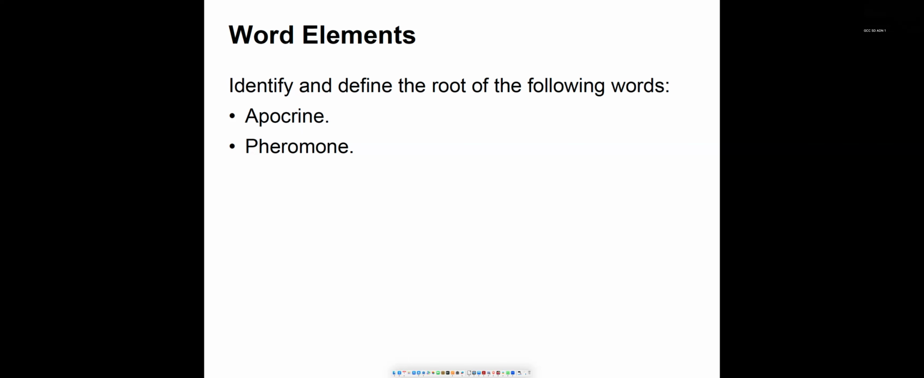Pheromones. Now let's break down the word pheromones. The root, hormone, means to excite or stimulate. The prefix is phero, which means to carry. A pheromone is a chemical signal secreted by one individual that stimulates a response in another, often related to behavior or reproduction.